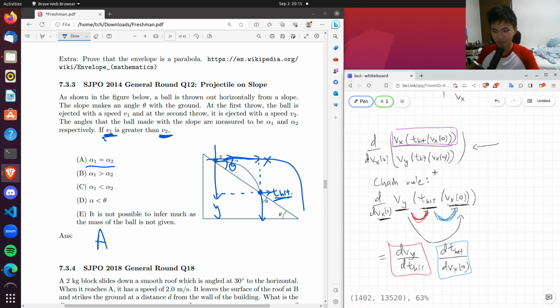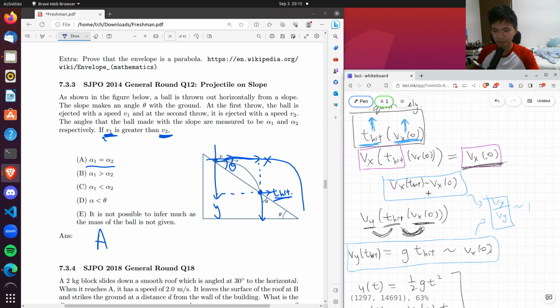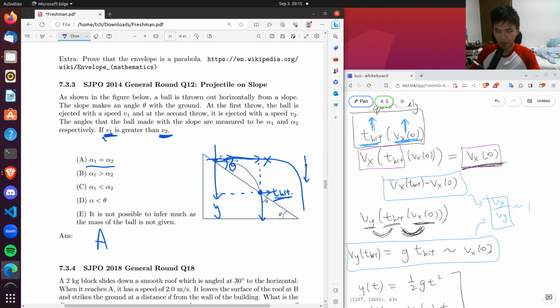The vy dependence was obvious, because vy is just linear with respect to t hat. The longer you fly, the more you get accelerated, because vy is just g t hat. But we didn't know how this t hit depended on the initial velocity.